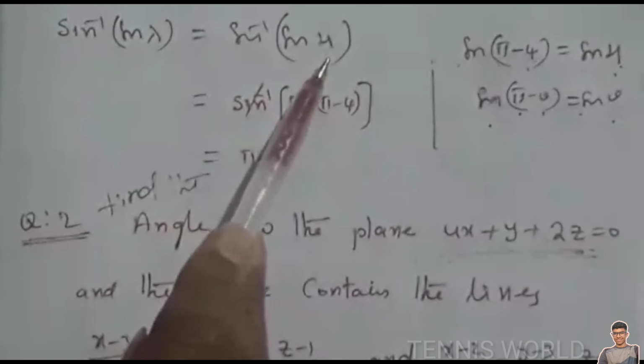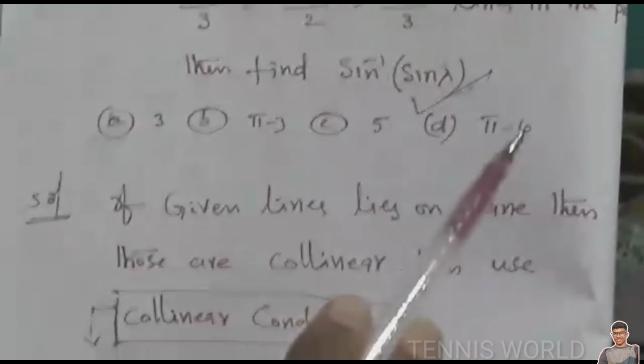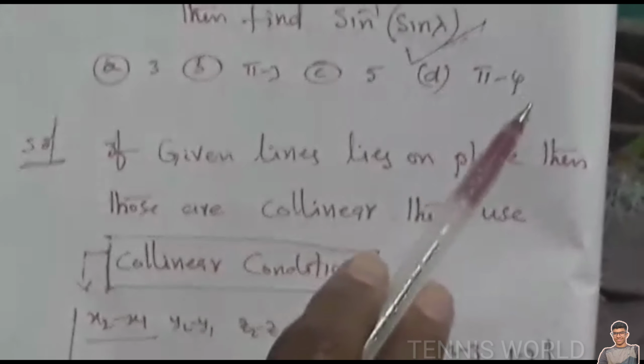So our answer will be 4. But the answer 4 is not there in the given options. You see, 3 pi minus 3, 5 pi minus 4. But a single 4 is not there. That's why 4 is not an answer.